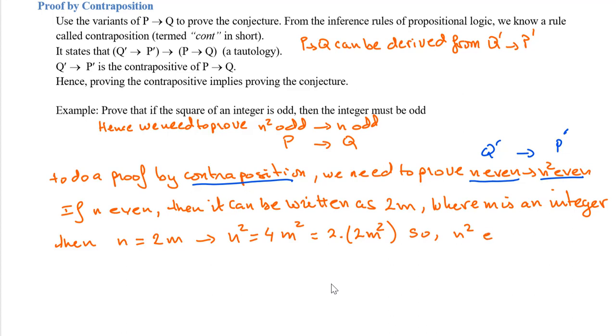So n squared is even. Again, if we need to prove P implies Q, it is sufficient to prove not Q implies not P. So what we did here, we started with not Q and we got into not P. Not Q was n is even, and from there, if n is even, that means the square of it would be n squared equals 4m squared, which is 2 times 2m squared. And this is the proof by contraposition.